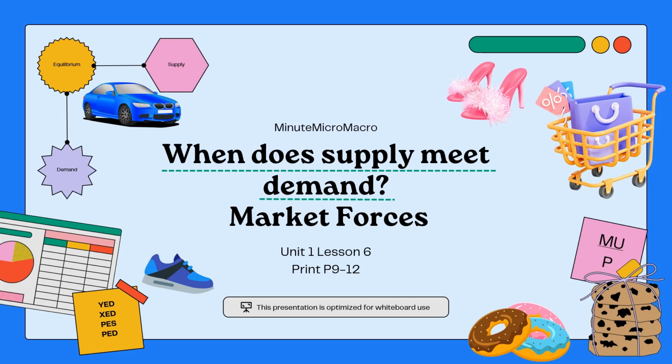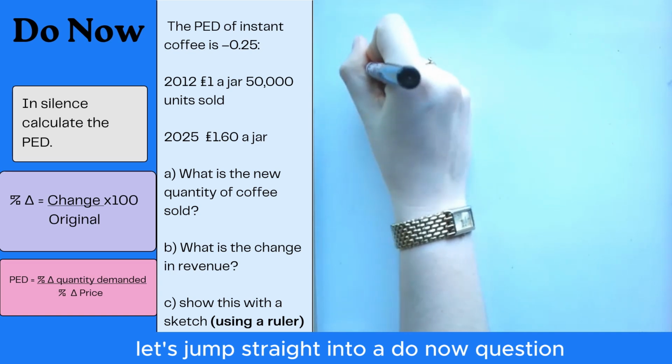We are back again with Minute Micro Macro, looking at when does supply meet demand. Let's jump straight into a do now question to get warmed up.